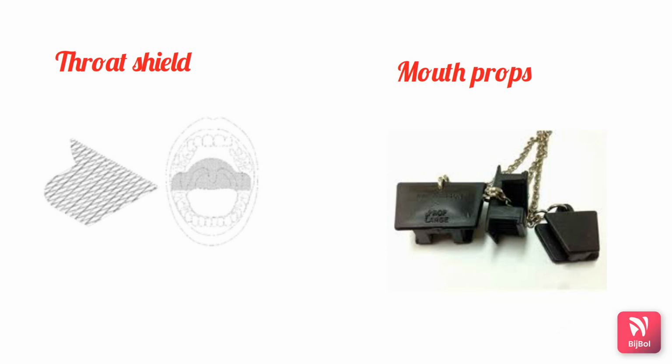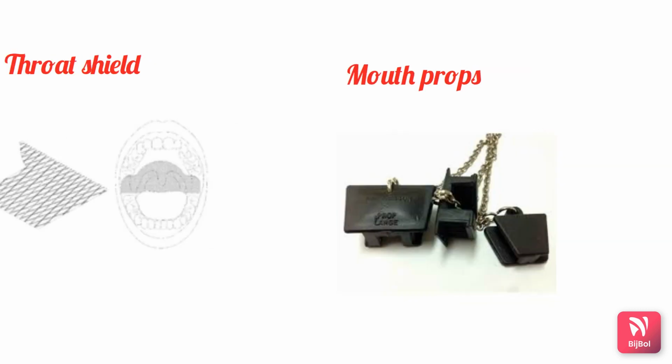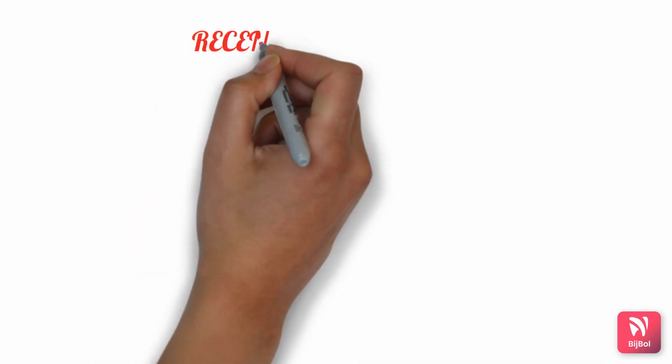Next, we'll see other adjuncts such as mouth props. These are the adjuncts used in restorative treatment in posterior teeth, especially for lengthy appointments. They can be of two types, block type or the ratchet type. The block type is the most commonly used one.